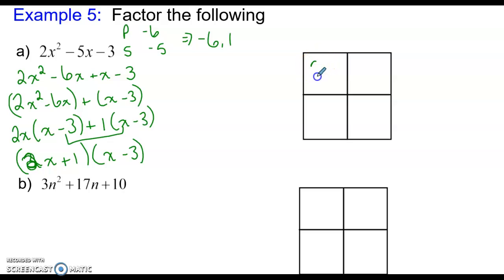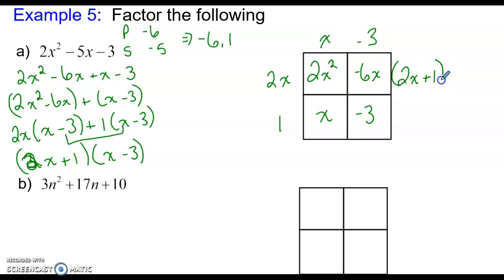Using the rectangle model, I should get the same answer. And again, I'm going to use my negative 6x and my 1x to go in as my diagonals. My common factor here would be 2x. My common factor here is 1. Here I get an x, and here I'd have a negative 3. So my factors would be 2x plus 1 times x minus 3.